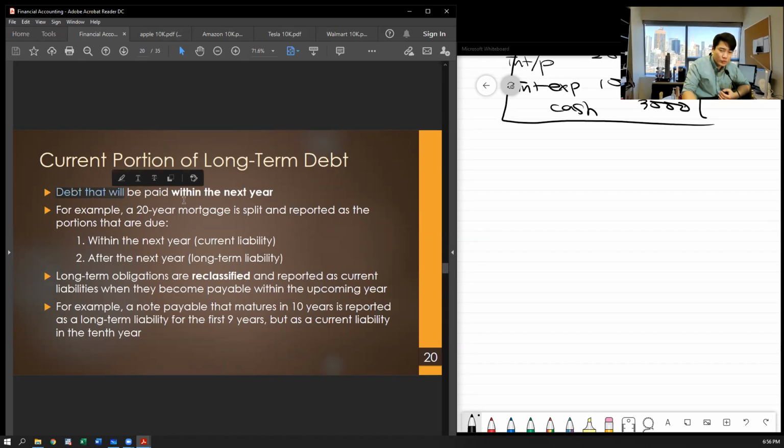So if the debt is due within the next year, you will recategorize it into current liabilities. Usually long-term debt spans years. So if it is not due within the next year, you report it under long-term liabilities. Okay.